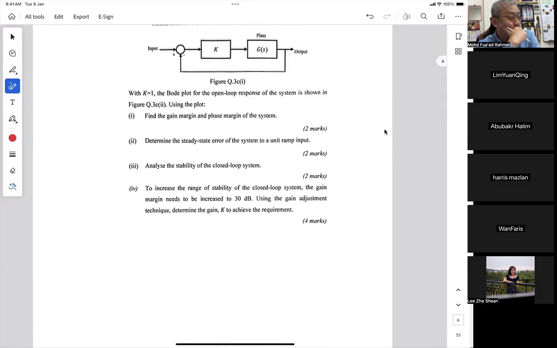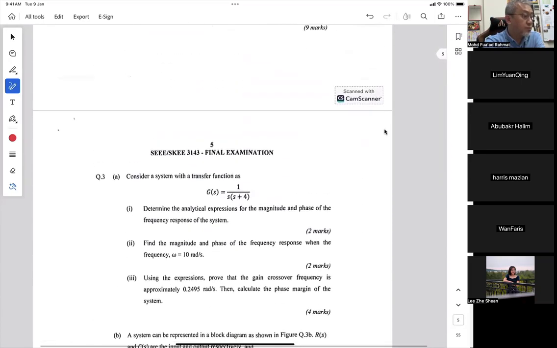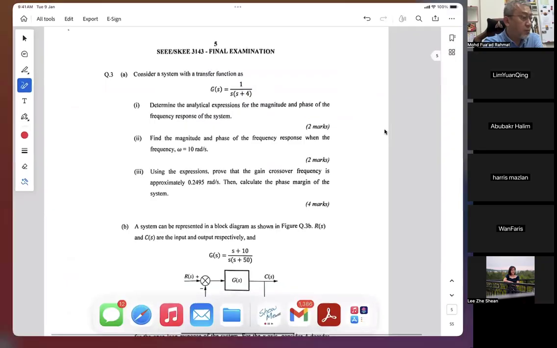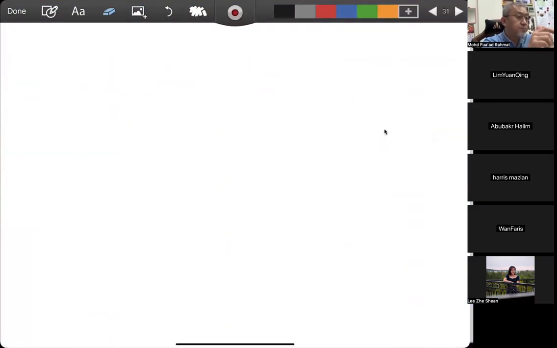Number 4, to increase the range of stability of the closed loop system, the gain margin needs to be increased to 30 dB. Using the gain adjustment technique, determine the gain K to achieve the requirement. Thank you. Right, so we move to Q3A.